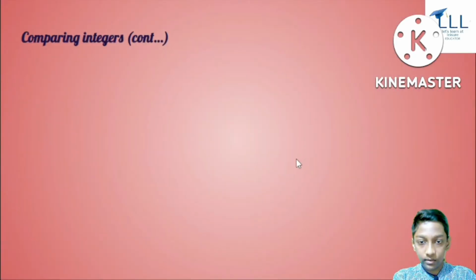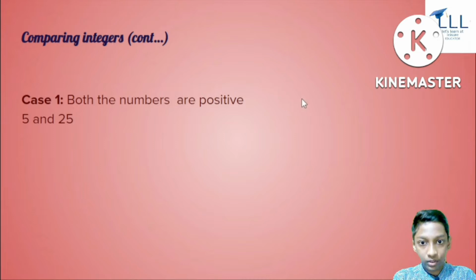Comparing integers. Comparing integers has three cases. In the first case, we will have two positive numbers. Now let's take an example of 5 and 25. Since both the numbers are positive, the higher the face value, the larger the numerical value of the number.